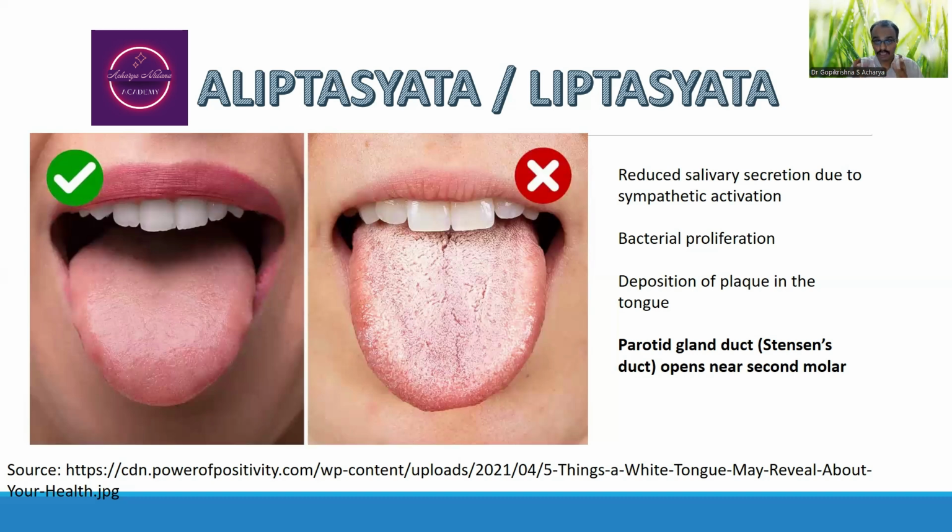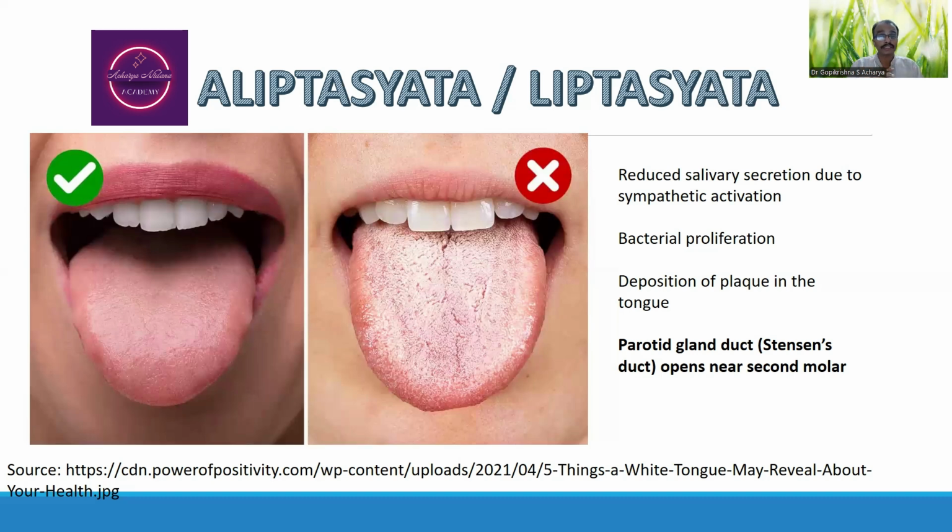That is when there is activation of the sympathetic nerve stimulation. Because of the reduced secretions in the oral cavity, one of the things that may be responsible is poor oral hygiene.